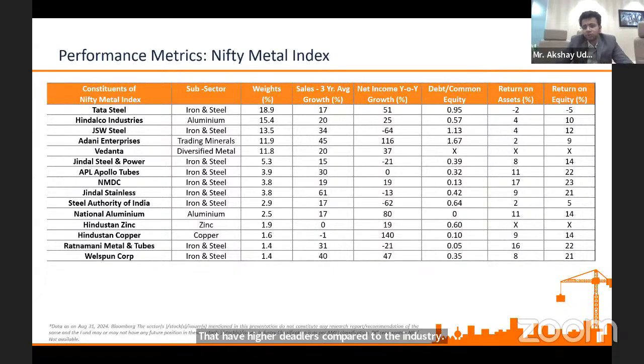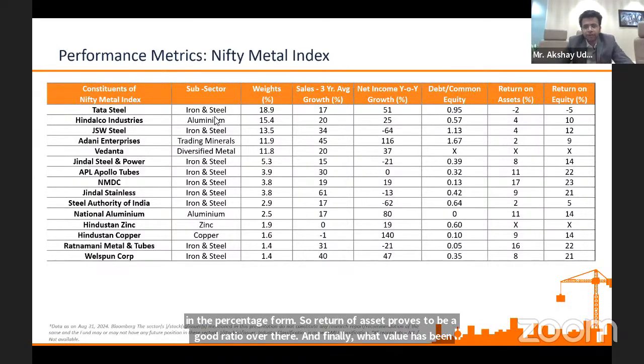And finally, we have shown return on assets. Since it's an asset heavy industry, return on assets is displayed in percentage form, so return on assets proves to be a good ratio over there. And finally, what value has been delivered to the shareholder, that's again return on equity over there.